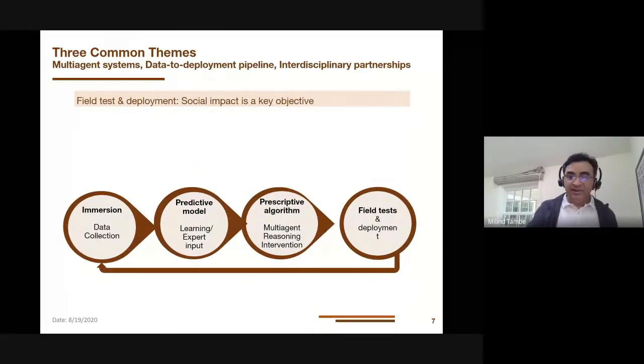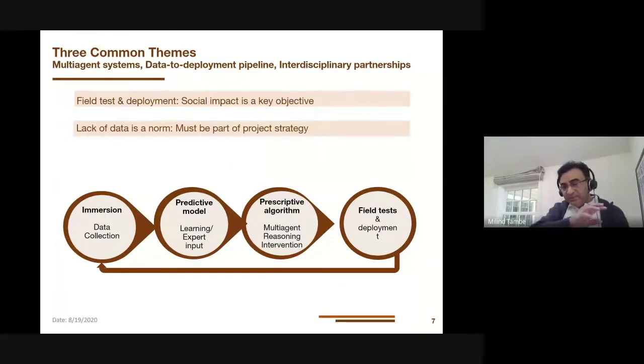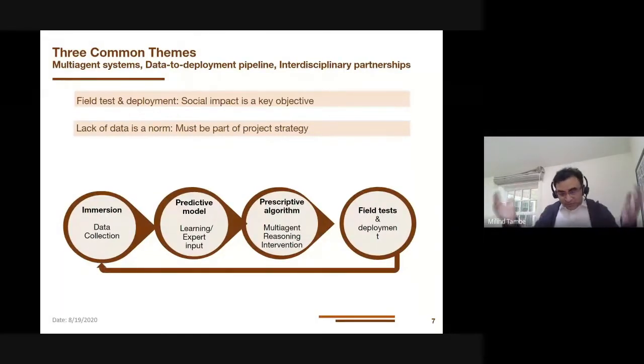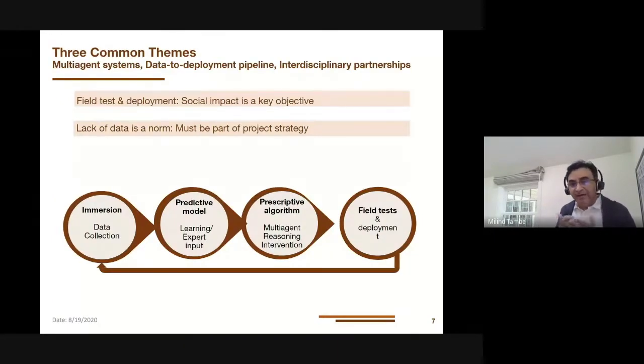And one of the other things you'll see cutting across is the lack of data. We are supposed to be swimming in tons and tons of data, but in many of these social good domains, the challenge is that we really have very limited data. And so dealing with this data must be part of our project strategy.